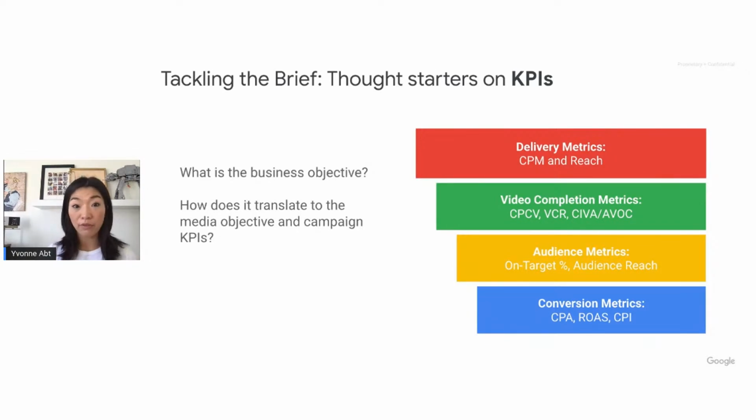And typically, video plays a really large part in driving engagement. And that's where you can look at your tool set of video engagement metrics, such as CPCV, that's cost per completed view, VCR, video completion rate, AVOC, which stands for audible and viewable on complete, and CIVA, which stands for completed in view and audible. So really getting to those high quality video views there.